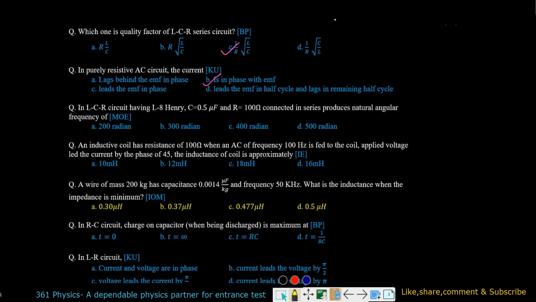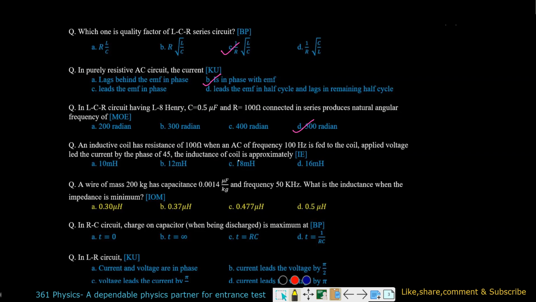Okay, I just did the calculation with my cell phone and I got this value to be this one. Okay, so next, an inductive coil has a resistance of 100 ohm. Coil ma pani आफ्नै resistance हुन्छ नि है, and as a frequency of 100 Hz feeds to the coil, the applied voltage leads the current by the phase of 45 degree.